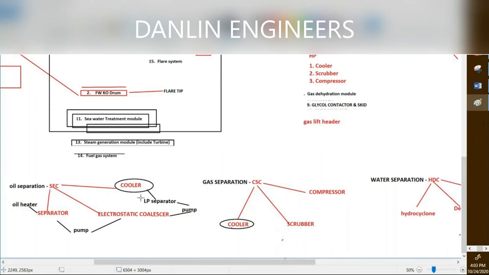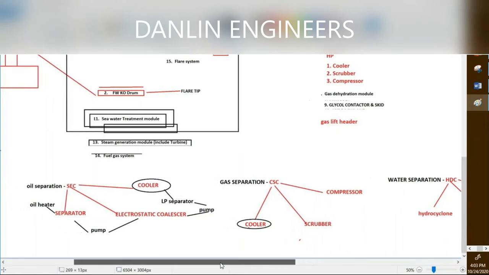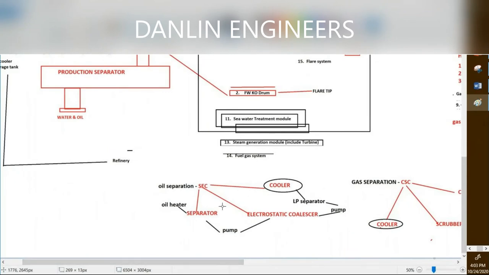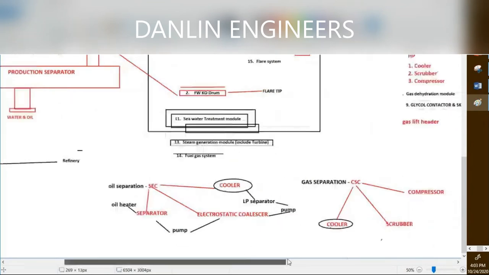The LP separator is based on the requirement. If another LLP separator is required, that is also based on the requirement. So the main equipment is the separator, the electrostatic equalizer, and the cooler. These will definitely be available in all FPSOs. The remaining things are based on the requirements and the process needed.